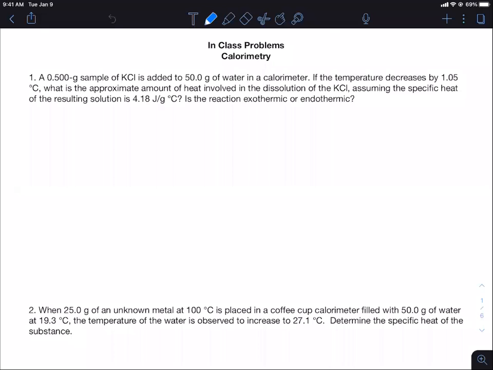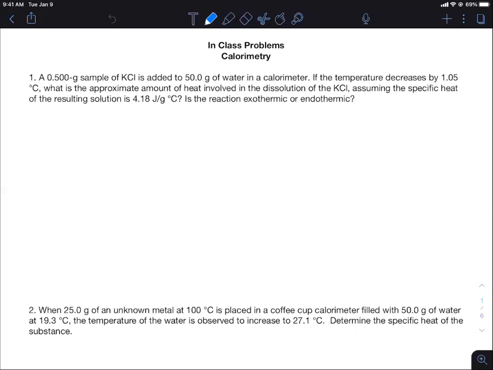So the first one we'll start with, where a 0.5 gram sample of potassium chloride is added to 50 grams of water in a calorimeter, and the temperature is found to decrease by 1.05 degrees Celsius. What is the approximate amount of heat involved in the dissolution of KCl, assuming the specific heat of the resulting solution is 4.18 joules per gram per degree Celsius? And then, is this reaction endo or exothermic?